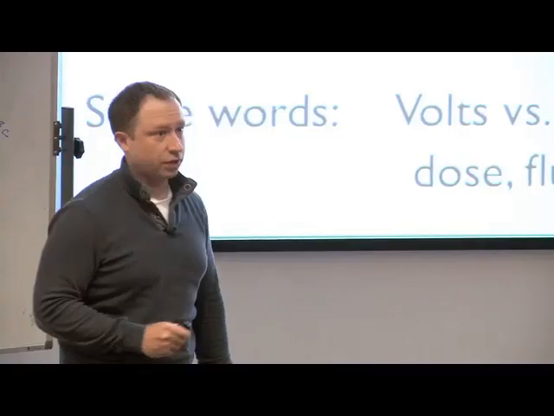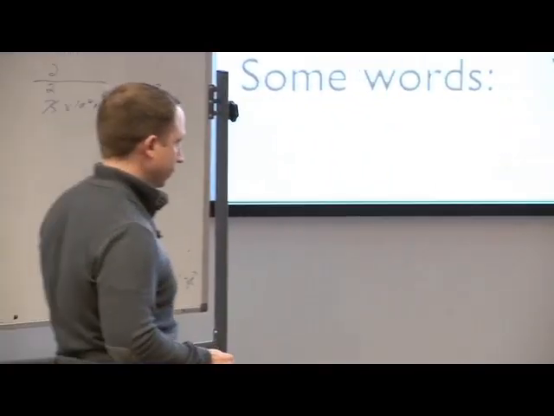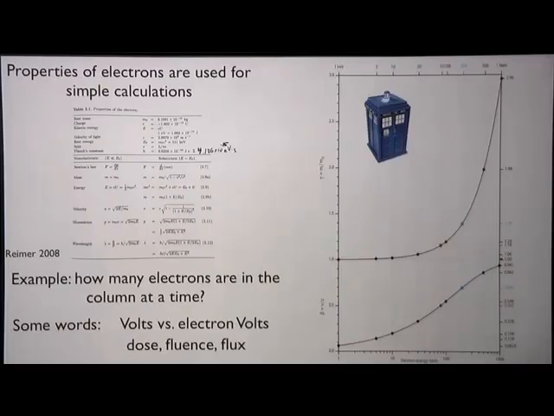So if you talk about the energy of your microscope in volts, you're making a mistake. You should talk about it in electron volts. We often do it. It's a colloquialism, but if you're going to write a paper, you should put electron volts if you talk about energy.